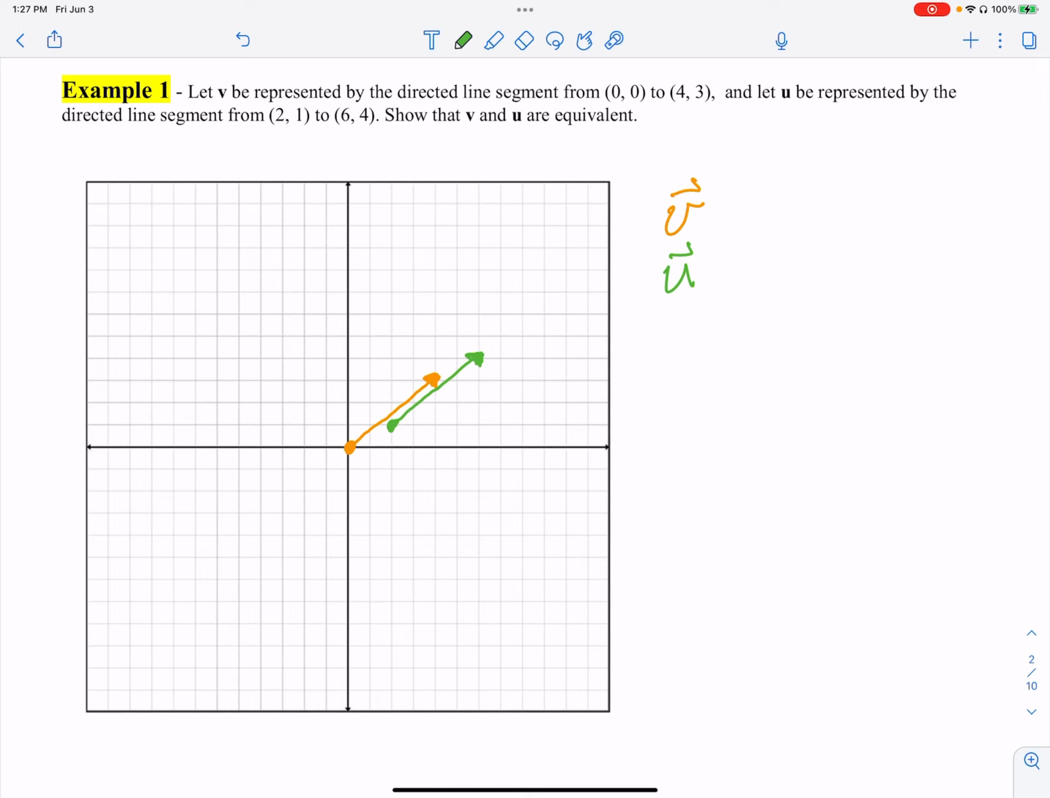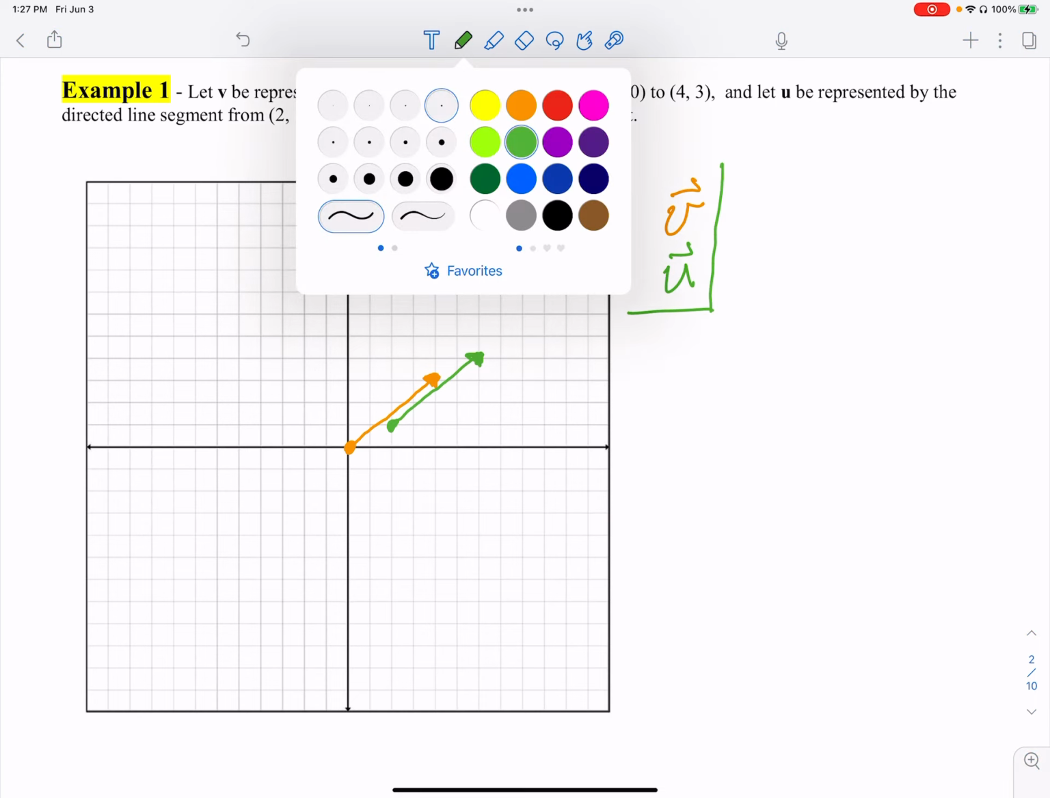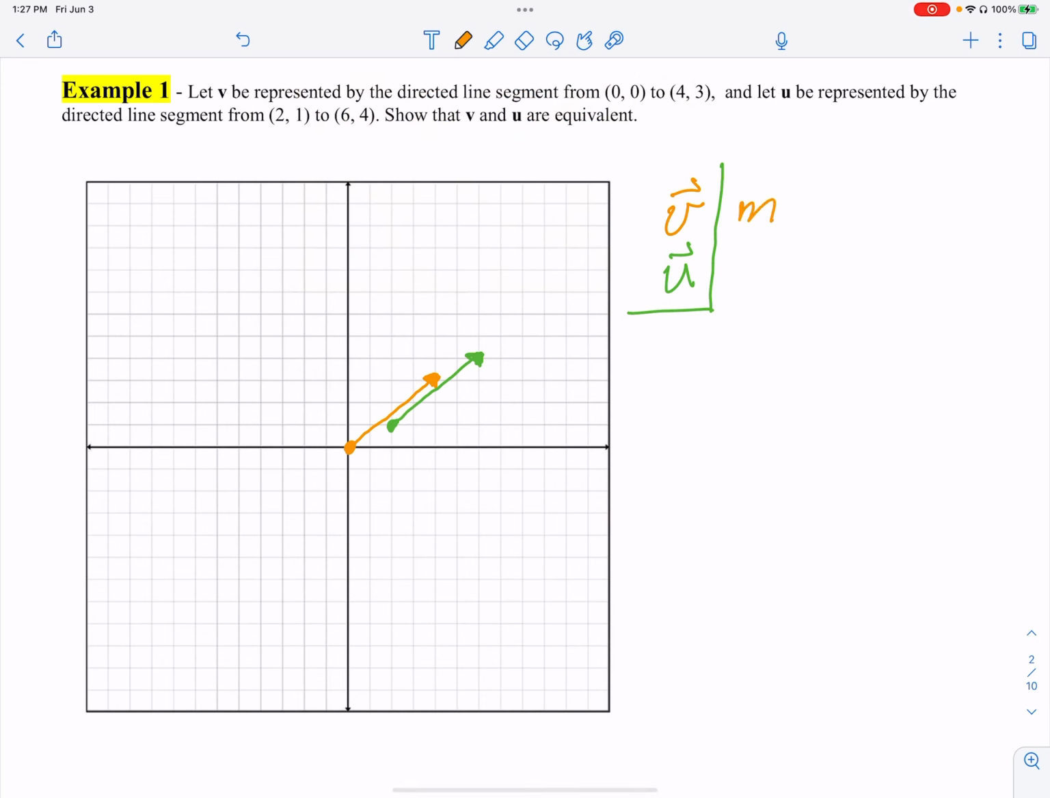Well, we could do this, and this is just us understanding what it's doing. You're not going to do a whole lot of this for me. But let's talk about the slope of each one. M for the slope, we can use slope to determine a direction, right? It tells me which way to go from a point to another point. Well, the slope here, it goes up 3 and it goes over 4. So the slope is 3 over 4, right? We can do it that way.